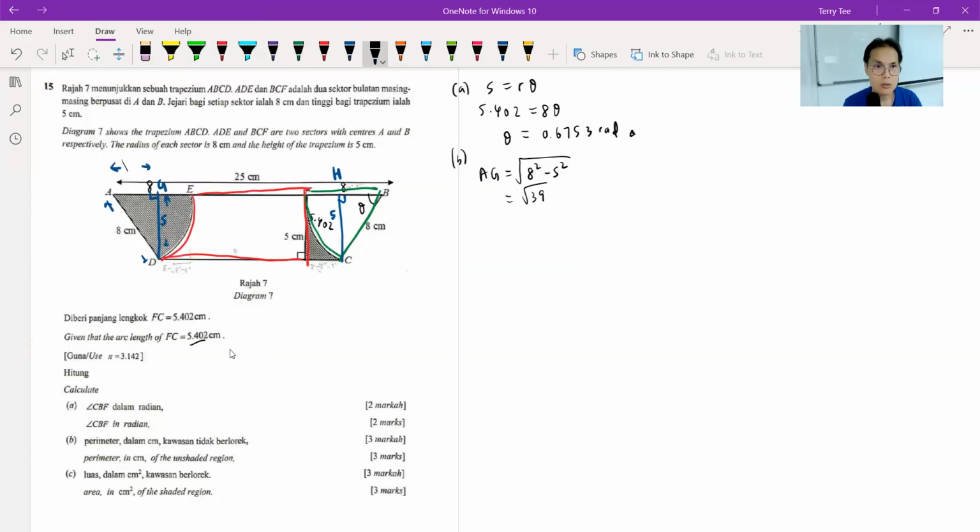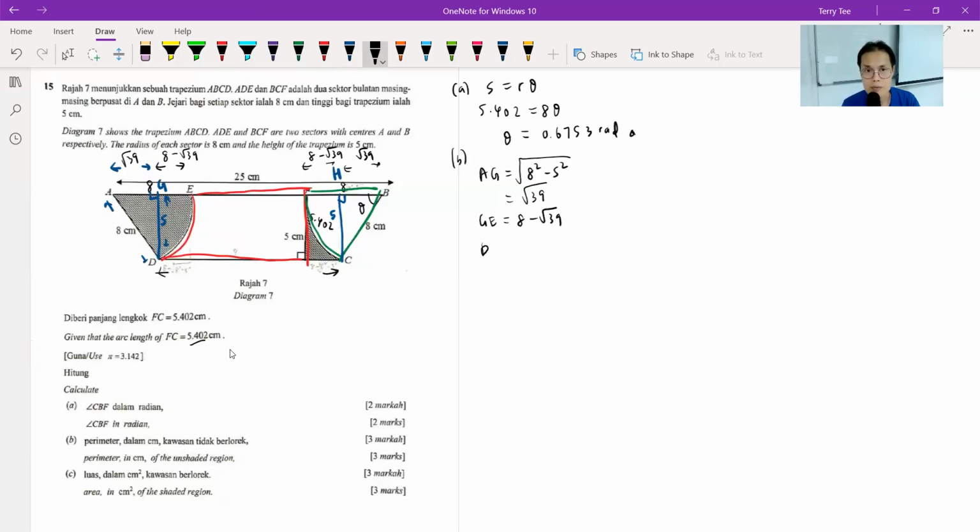So if this is square root 39, can you find the length of GE? Now, why is it important that I find this? You can find the length of GE first. This is 8 minus square root 39, correct? And this is the same, 8 minus square root 39. This is square root 39. Now, why do we find square root 39 first? Because we need to know the length from here to here, right? That is the length of DC here. The GE is 8 minus square root 39.